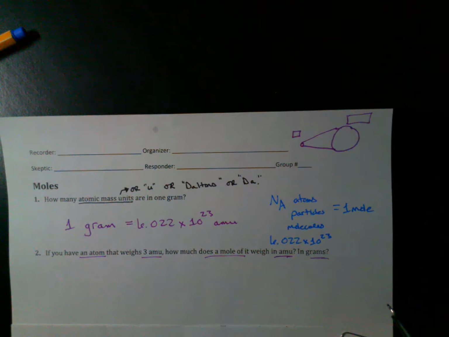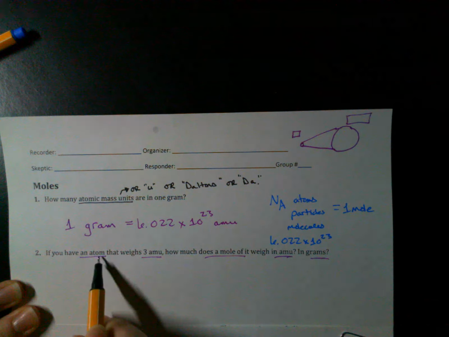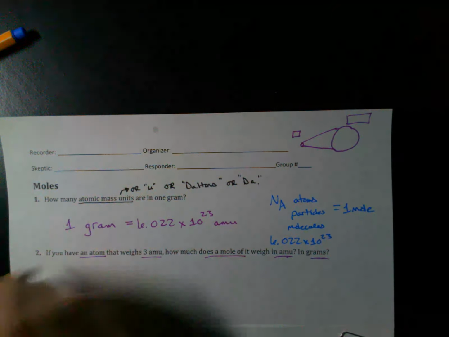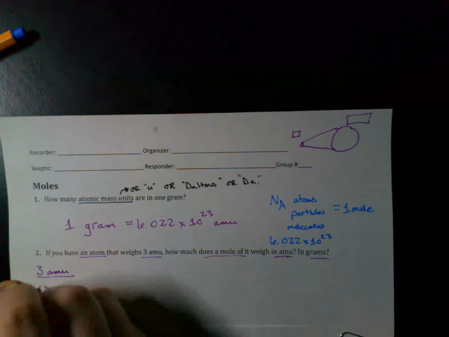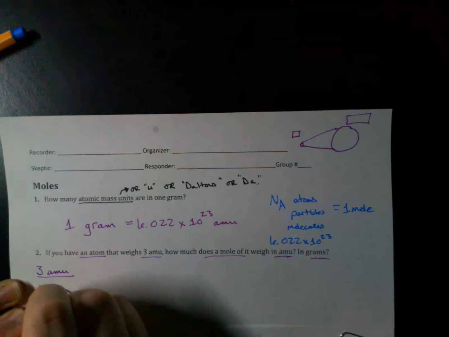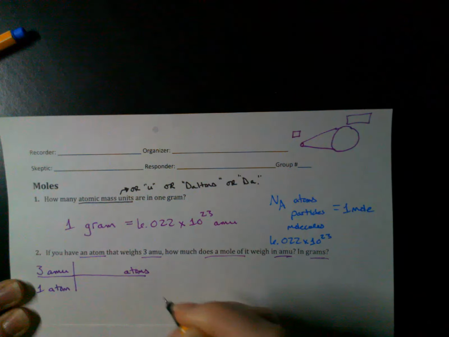So what I want to do is I know that I have 3 AMU per atom, and I want to get to how much of a mole of it is in AMU. So I already have AMU. I'm going to put 3 AMU for every 1 atom of whatever it is we're looking at. But I need to get rid of AMU. I don't want to get rid of AMU. I want to get rid of atoms. That was dumb. All right. I need to get rid of atoms, so I put it on the opposite side.